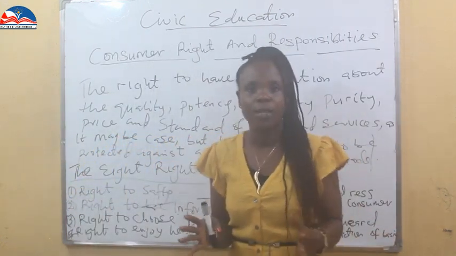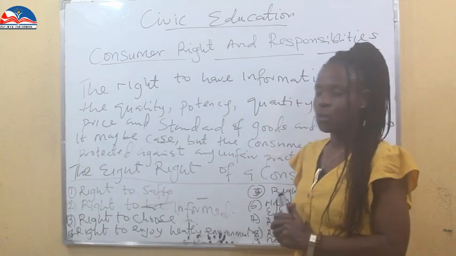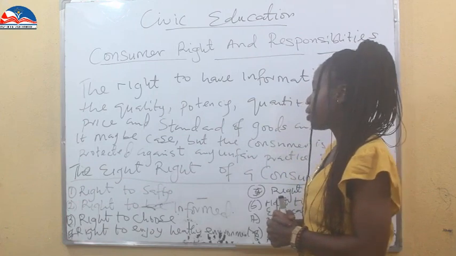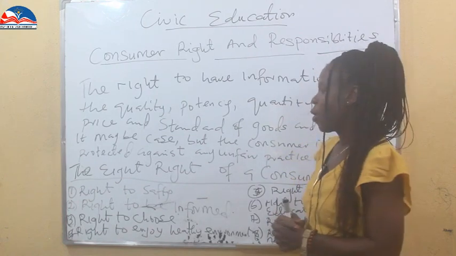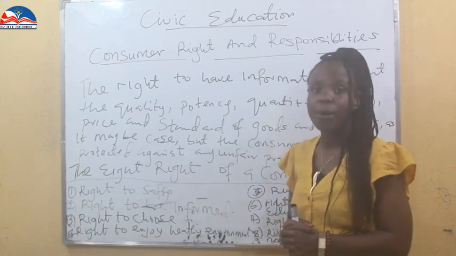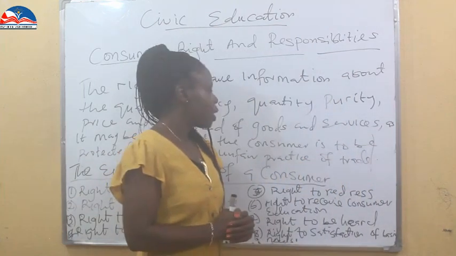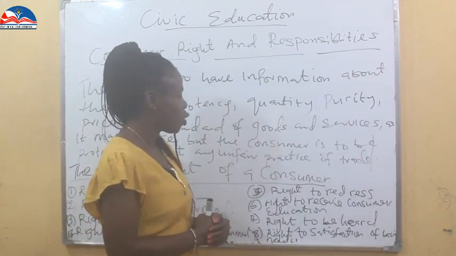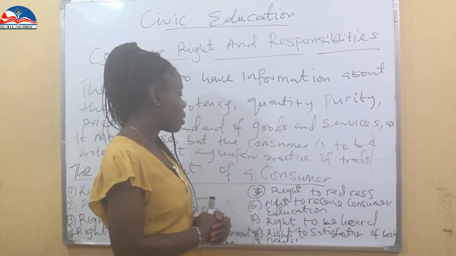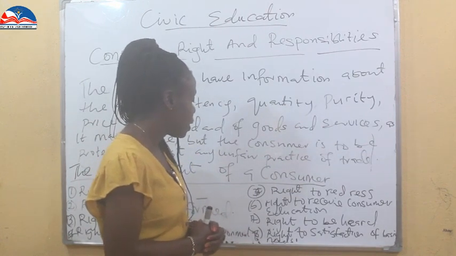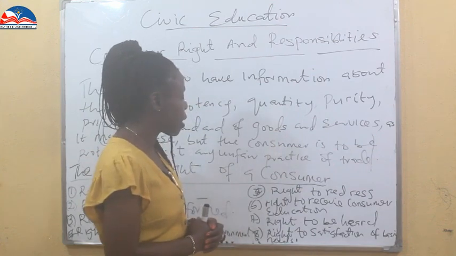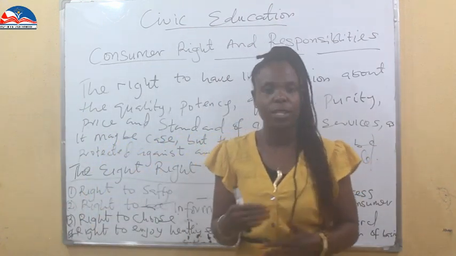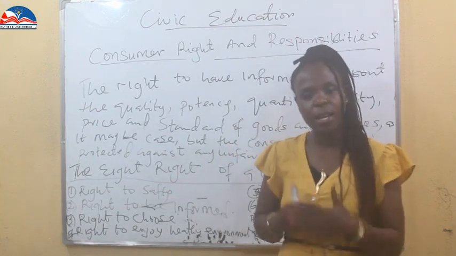Let me go over them again. 1, right to safety. 2, right to be informed. 3, right to choice. 4, right to enjoy healthy environment. 5, right to redress. 6, right to receive consumer education. 7, right to be heard. 8, right to satisfaction of basic needs. That's the second objective.